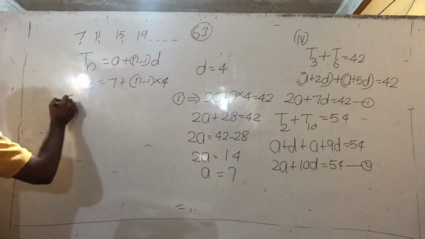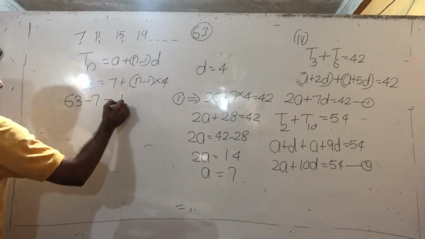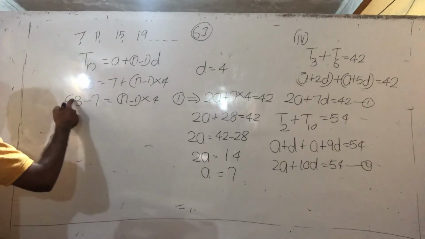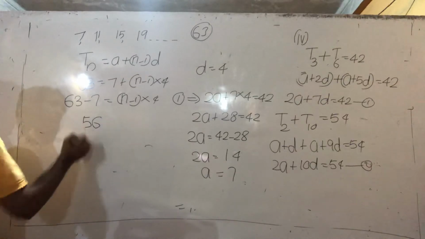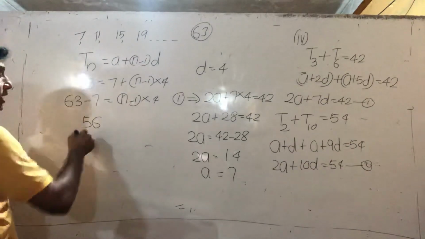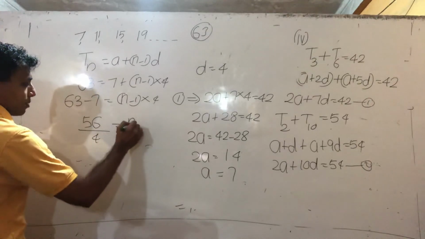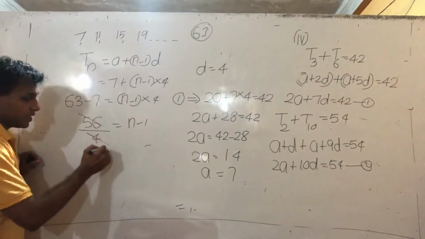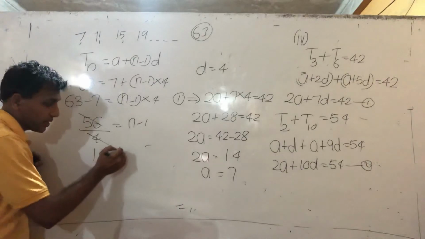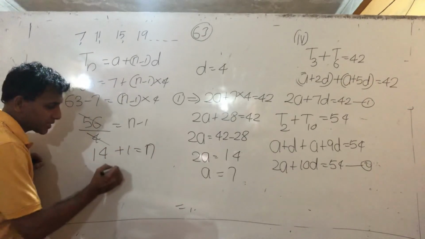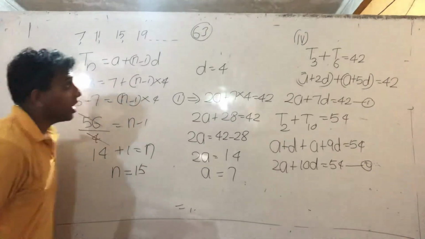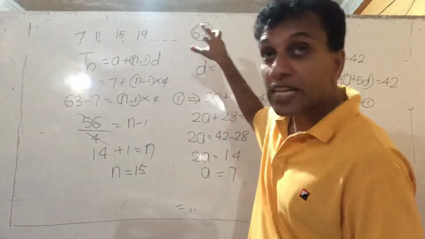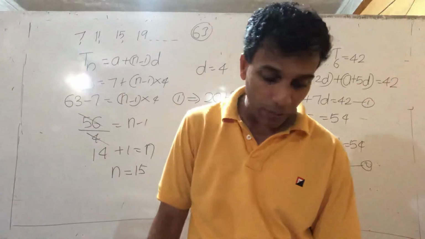Take the 7 to this side: 63 minus 7 equals n minus 1 into 4. Subtract: 63 minus 7 is 56, right? Multiplied by 4 here, so divide by 4. This is n minus 1, right? 56 divided by 4 is 14. Take the minus 1 to this side. Therefore, n is 15. So 63 is at the 15th position in the series 7, 11, 15, and so on, right?